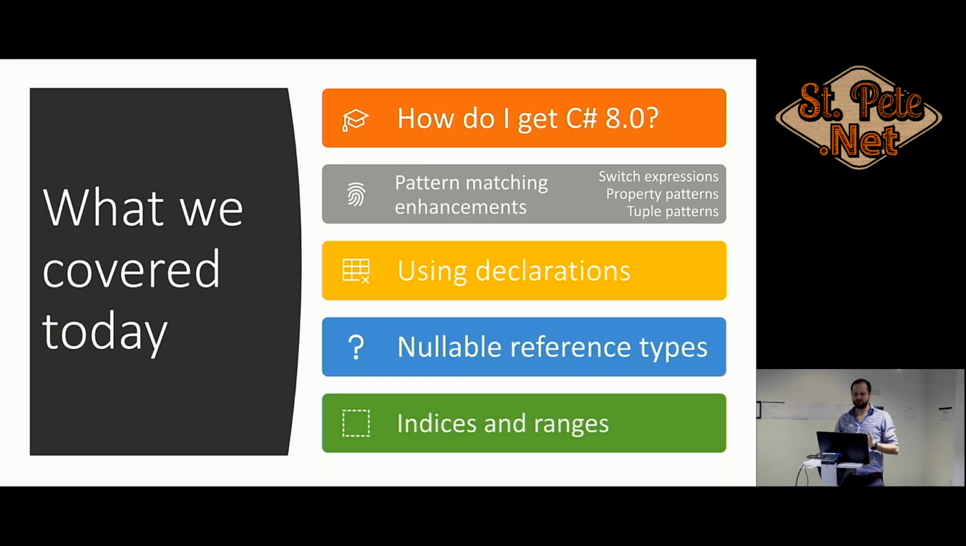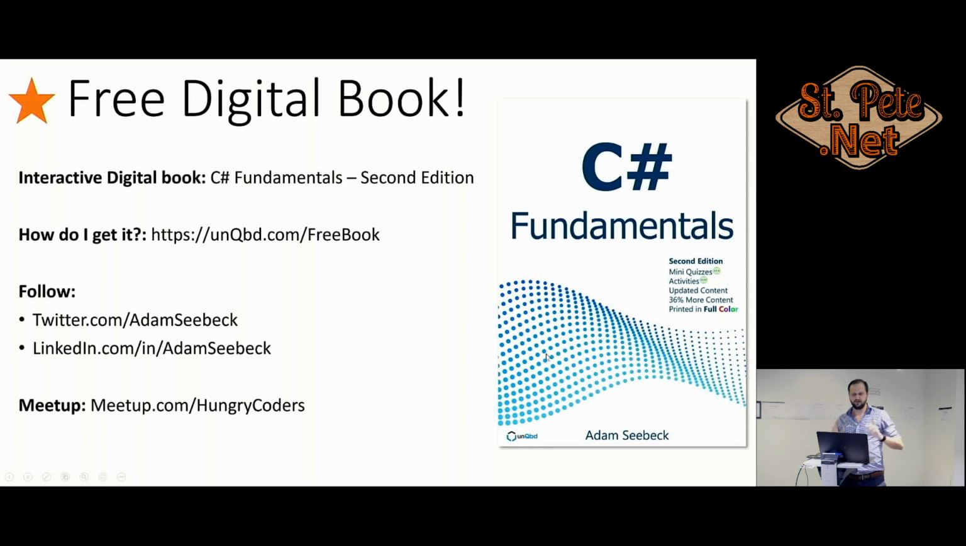So, just to recap what we covered today. We covered C# 8. Hope you guys all know how to get C# 8 and how to use it. We also covered pattern matching, and a couple of the other basic ones: using declarations, nullable reference types, indices, and ranges. All right, and pretty much it.